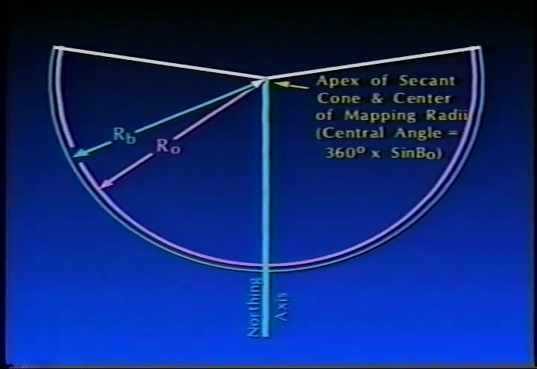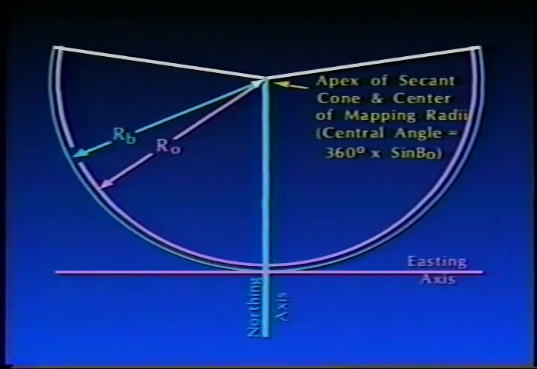Next, we see the addition of another latitudinal line and its mapping radius. The latitude is that of the parallel passing through the grid origin. Its latitude is noted as B sub B. It is a tabled constant for each zone. The mapping radius is labeled as R sub B. It is the mapping radius through the grid origin and is a tabled constant. Next, we see the addition of the easting axis. It passes through the grid origin and is at a right angle to the central meridian.